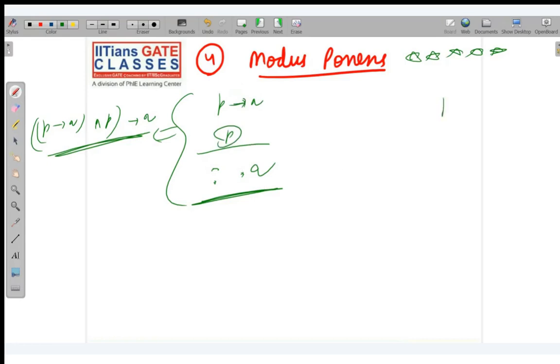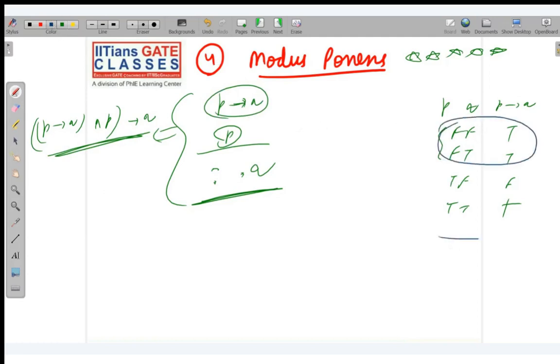See this. P, Q, P implies Q: false, false, true; false, true, true; true, false, false; true, true, true. I am saying P implies Q is true. So that means either these two cases or this case. Let me draw it like this. Either these or this. I cannot consider this one because P implies Q is true. And I'm saying P is true. Here in both of those cases P is false. So obviously when P is true, Q should be true. Therefore, I have drawn the conclusion that Q should be true.